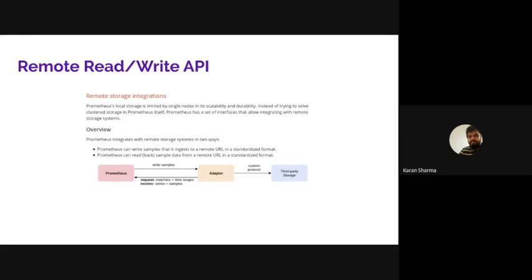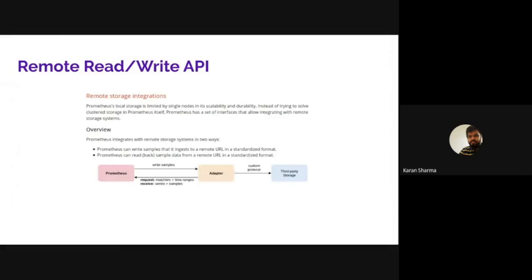Prometheus provides this remote storage integration. It's basically a set of APIs, and other systems can develop programs which can talk to this API and store the data. So when Prometheus stores the data on disk, it also makes a call to this remote write API endpoint, and that program is supposed to take care of handling it however it wants to.